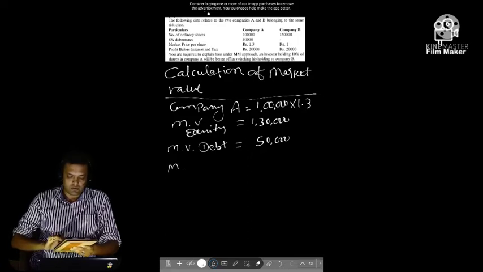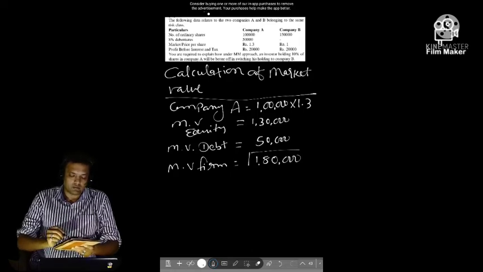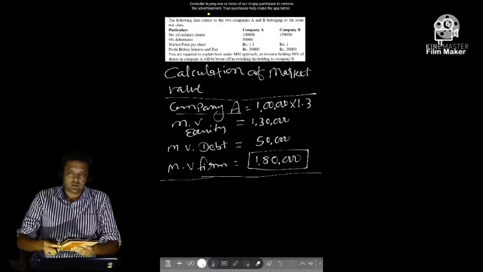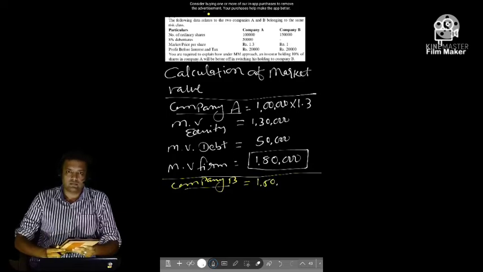So this is what the question is, but before starting with the question we need to find out the market value of the firm. So for company A, the market value of equity is 1 lakh multiplied by 1.3, which is 1,30,000, and the market value of debt is 50,000, which is already given. So total market value of firm equals market value of equity plus market value of debenture, and that comes to 1,80,000 rupees.